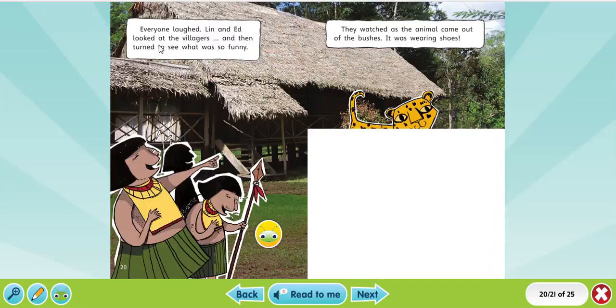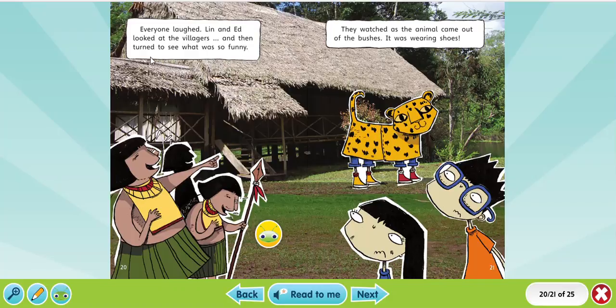Everyone laughed. Lynn and Ed looked at the villagers and then turned to see what was so funny. They watched as the animal came out of the bushes. It was wearing shoes. So the animal was wearing shoes. So can you guess, is this really a jaguar? The village people are also laughing. Now, Ed and Lynn are confused. What is happening? How can a jaguar have shoes and feet? Feet it can, but how can a jaguar have shoes? They asked themselves.